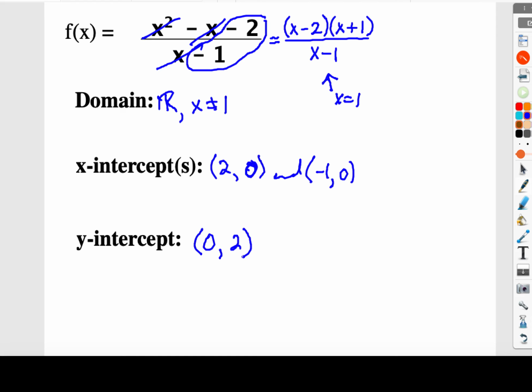Again, I hope that helps you finding the domain, the x-intercepts, and the y-intercepts of a rational function. If you have any questions, talk to your teacher. Otherwise, if you're looking for more information, feel free to view videos 2 and 3 discussing rational functions. They're going to talk a little bit more about the asymptotes and a little bit more about the graphing of a rational function.